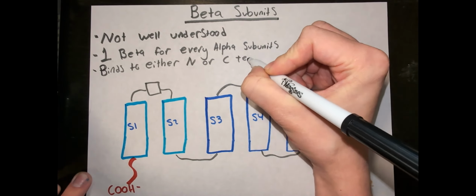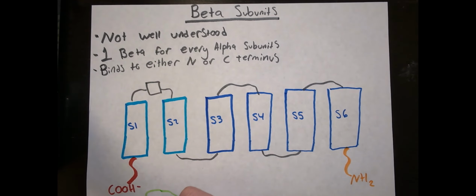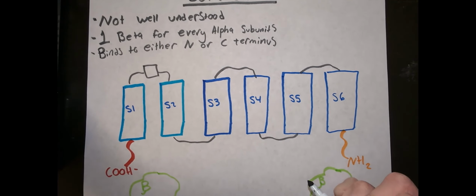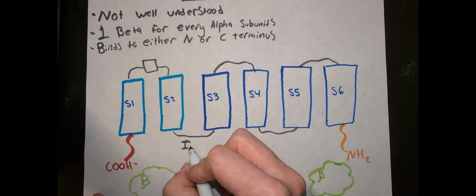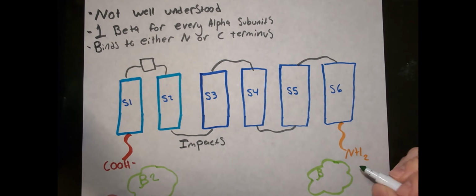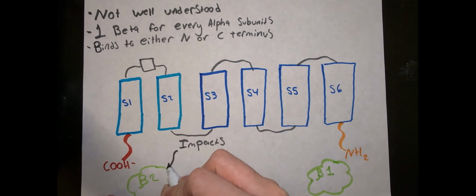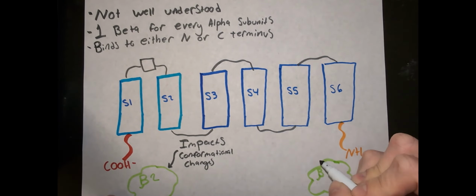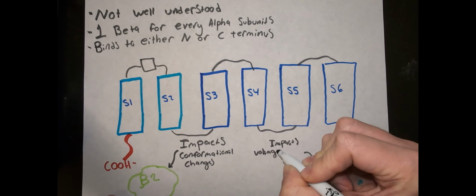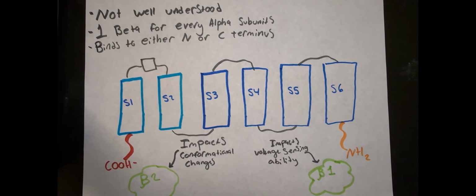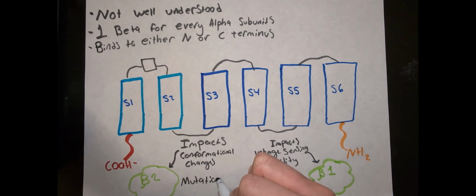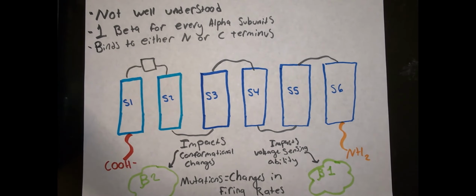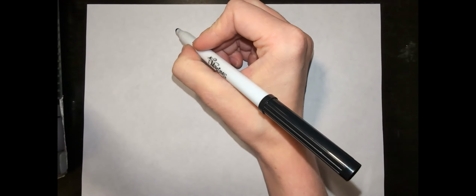Now, we have different types of beta subunits, and they can either bind to the N or the C terminus. And depending on which terminus they bind to will affect the function of our different modes of inactivation. So a second beta subunit, B2, will bind to that C terminus, and that will impact conformational change. It will impact our C-type inactivation, whereas B1 binds to our amine group, and that will impact our voltage sensing ability, and any mutations to these beta subunits can result in changes in our firing rates.